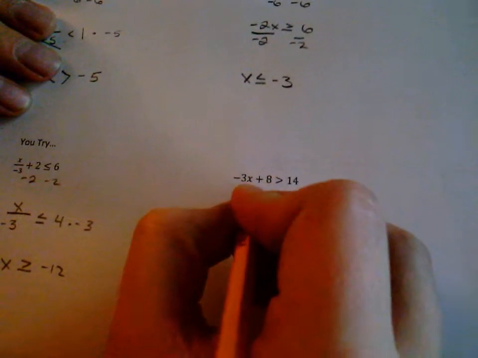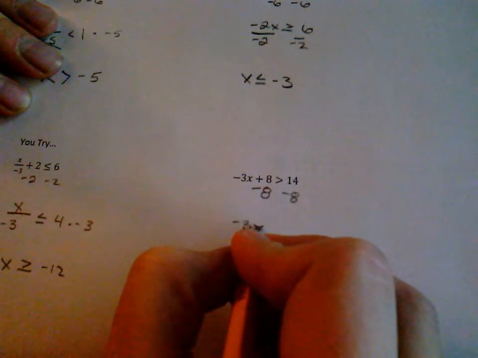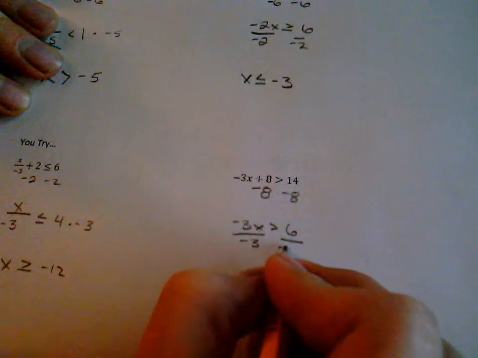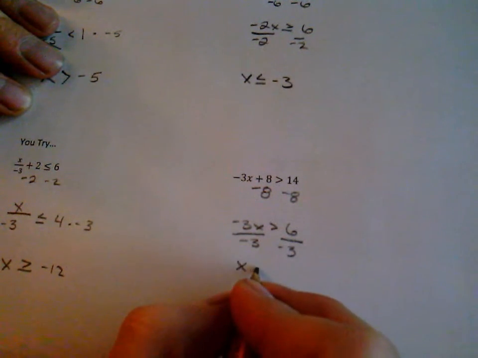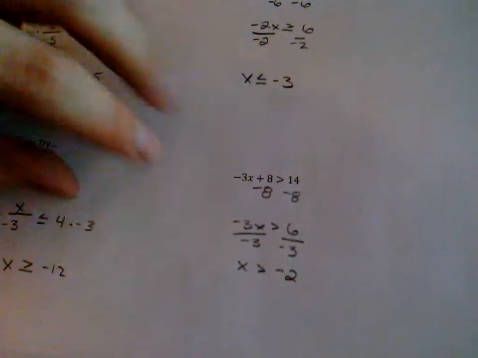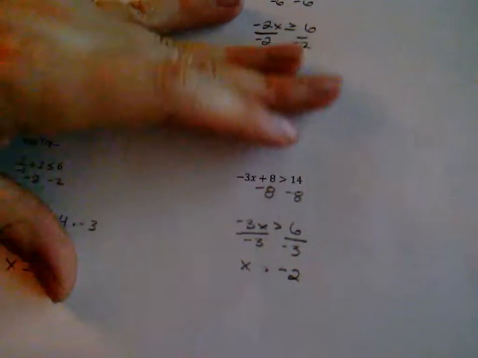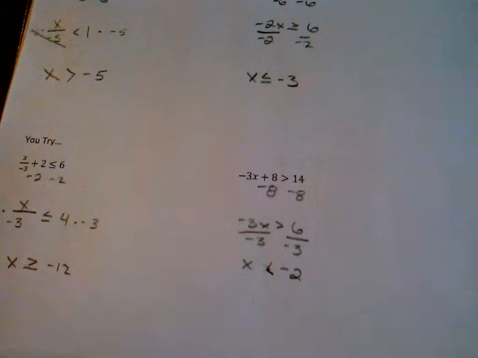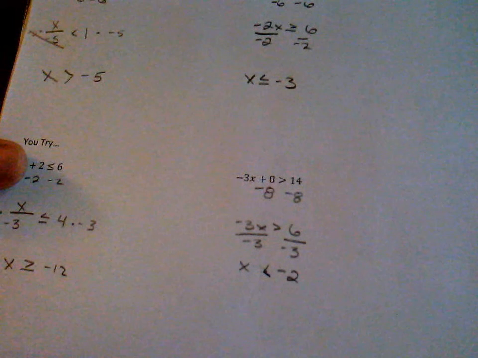Same idea over here. Subtract 8. Subtract 8. Negative 3x is greater than 6. Divide by negative 3. Divide by negative 3. x is greater than negative 2. Actually, less than, because I had to flip the sign, or flip the inequality sign. Okay, so that's how you solve an inequality. Now let me show you how to graph an inequality.